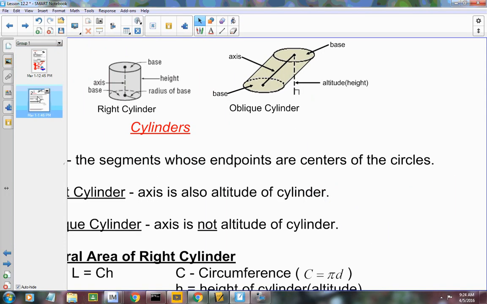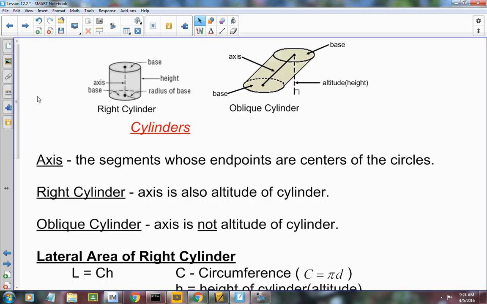Alright, now let's look at the cylinders, okay? Just to review, and one thing that we did not talk about yesterday was what an axis was. Okay, you got your 2 bases, and in a cylinder they're both circles, congruent and parallel to each other. The axis is a segment whose endpoints are the center of the circle. So it's a segment that goes from one center to another, okay? So this right here is the axis on this one, and here this is the axis on the oblique, okay? Now we're going to primarily work with the right, and in the right, that axis also acts as the altitude, or the height, okay? In the oblique, they're two different segments.